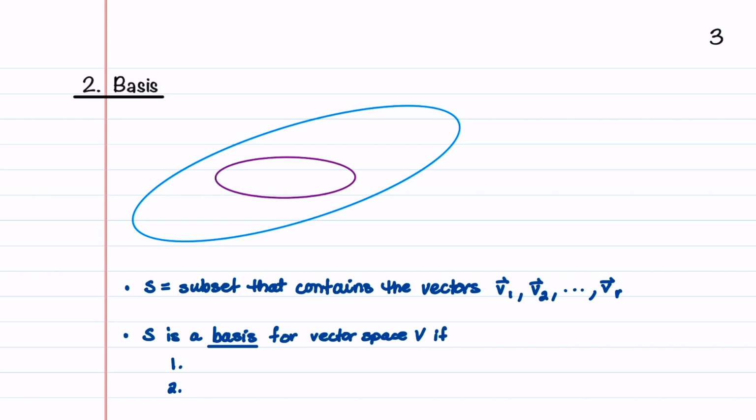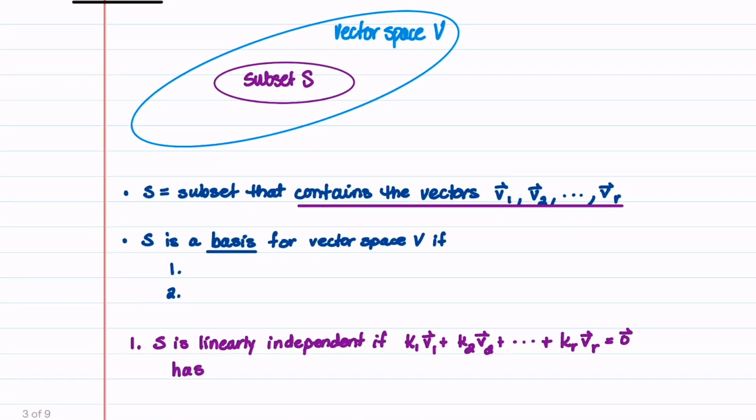I'll now explain what a basis is and go over an example problem. We'll begin with a vector space that's shown in blue, and we'll label this as vector space V. Within our vector space, we have a subset S that's denoted in purple. Our subset S contains the vectors v1 all the way up through vr. Our subset is a basis for a vector space if two things happen.